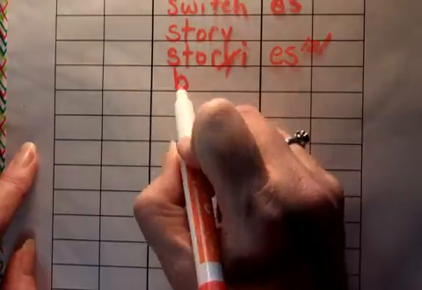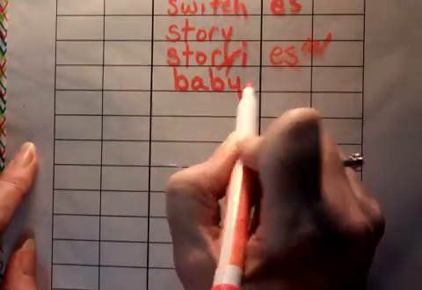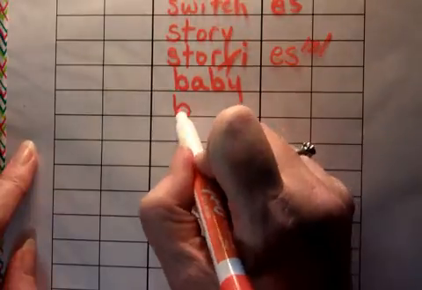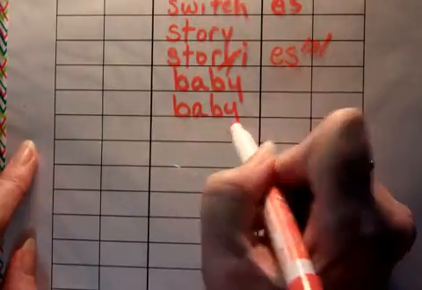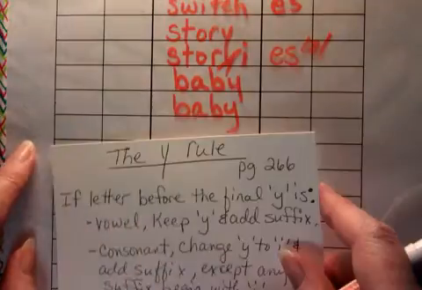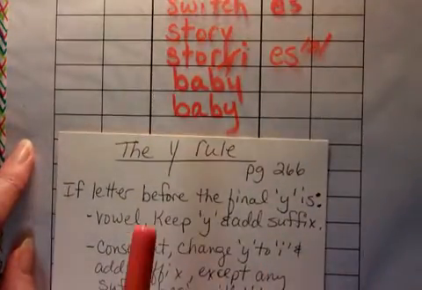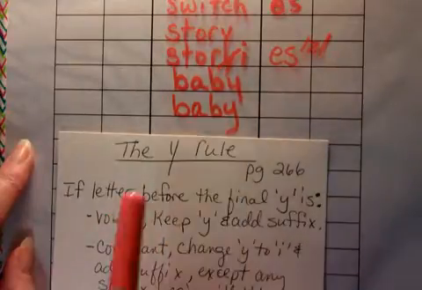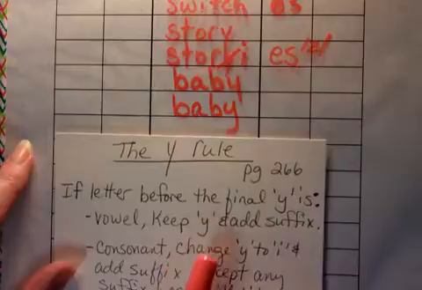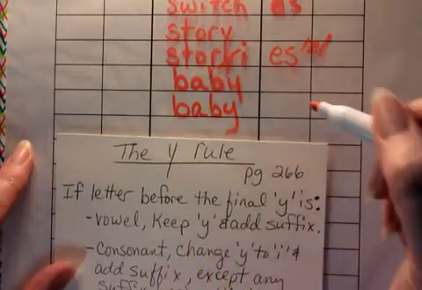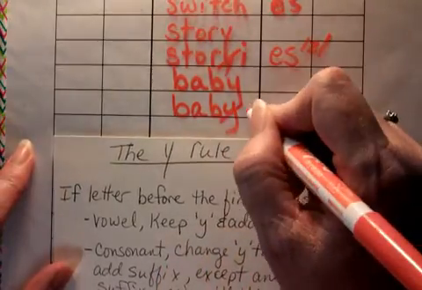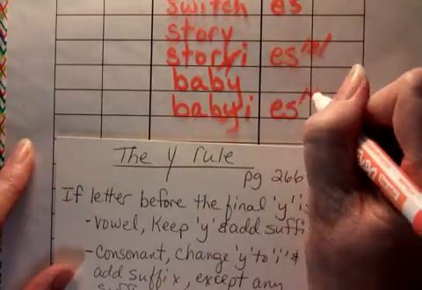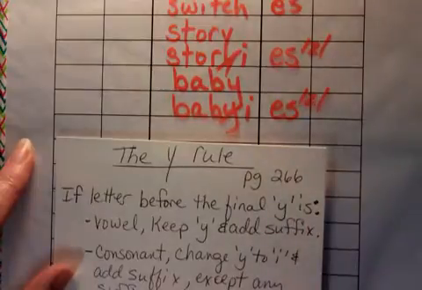The next base word is going to be baby. That's the base word. Now let's make it more than one. I have to look at my Y rule. The letter before the final Y is a consonant. So because it's a consonant, I'll change the Y to an I and add the ES, and it's going to say the Z. Babies.